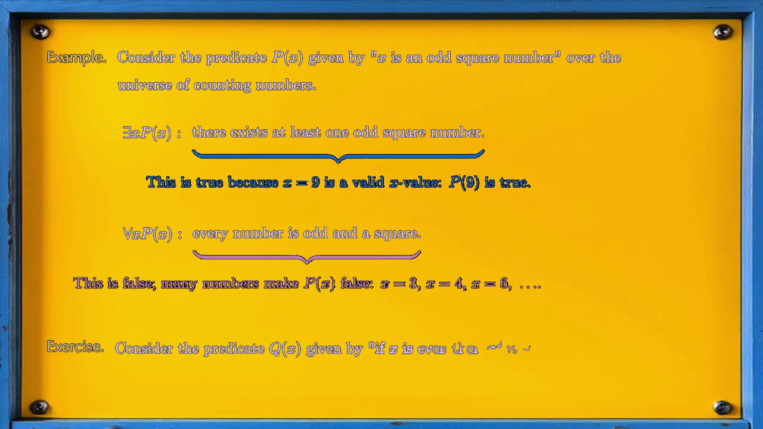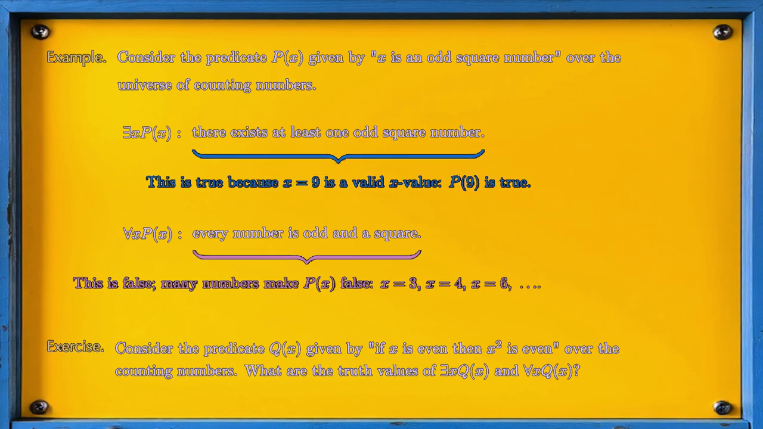Try it yourself. Consider the predicate Q(x) given by the sentence, if x is even, then x squared is even, over the universe of counting numbers. What can you say about the quantified statements, there exists x, Q(x), or for all x, Q(x)?